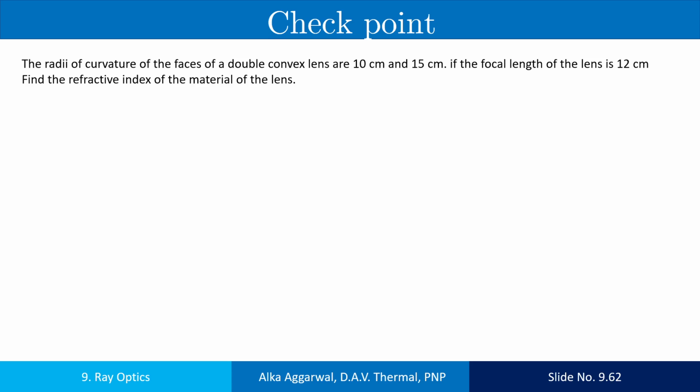Now the question: the radii of curvature of the faces of a double convex lens are 10 cm and 15 cm. It is a double convex lens. This one, R1, is equal to 10 cm and this surface, R2, is equal to minus 15 cm. If the focal length of the lens is 12 cm, find the refractive index of the material of the lens.